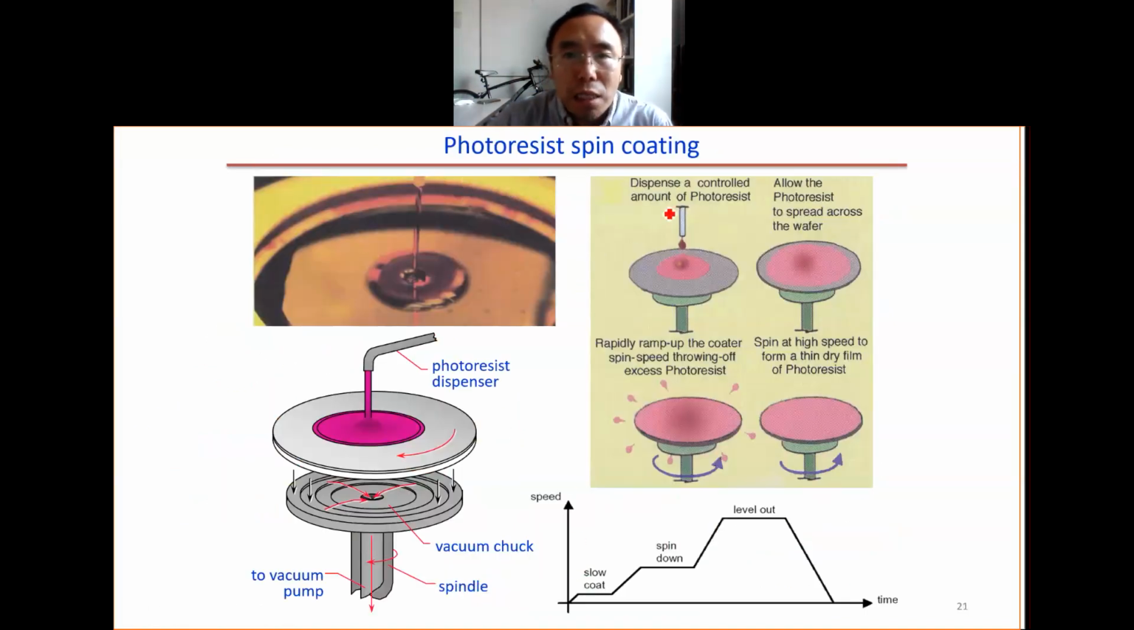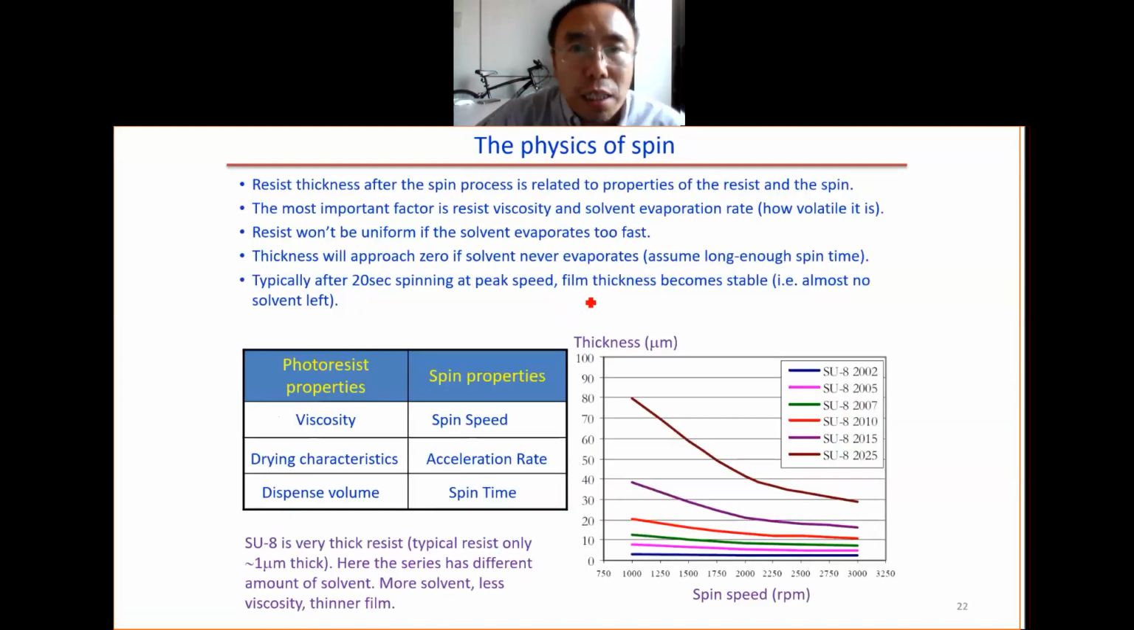So now we look at the spin coating first. The idea is simple. We apply the resist, then we do the spin. In the end we get a very uniform film. This is a little bit of the physics of the spinning process. It depends on the property of the resist and the spin. So this is the property of the resist.